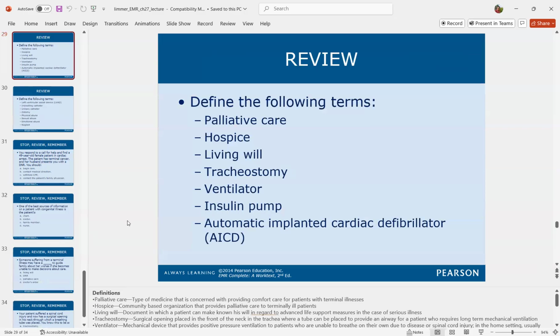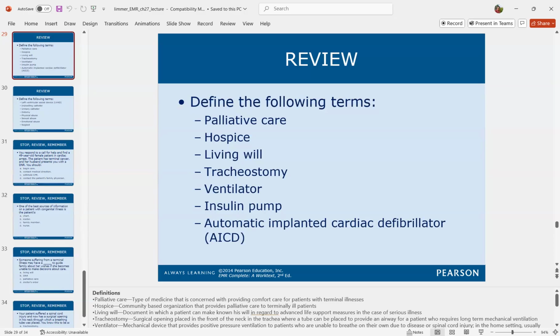All right, terms. Palliative care is a type of medicine that is concerned with providing comfort care for patients with terminal illness. Hospice is a community-based organization that provides palliative care for terminally ill patients. A living will is a document in which a patient can make known their will in regard to advanced life support measures in the case that they become seriously ill or injured.